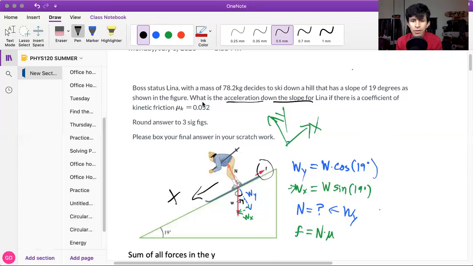The problem reads, at least what it's asking for, is what is the acceleration down the slope, for Lena, if there is a coefficient of kinetic friction. So it's already giving you the direction. You just need to give the magnitude, the acceleration going down the slope. So with that logical step, I would prefer making the direction of motion positive. You don't have to, but if you don't, once you get your answer, you're only putting the value, the magnitude, because you already know it's going down the slope. If you make this positive, your answer is negative, that means the acceleration is in this direction. So that's why it's negative.